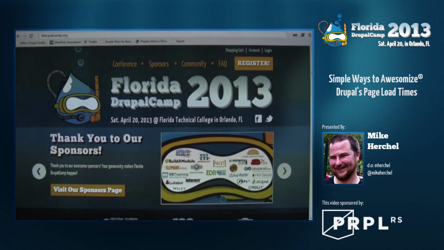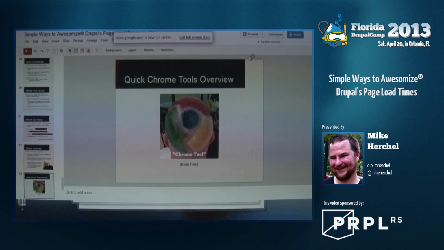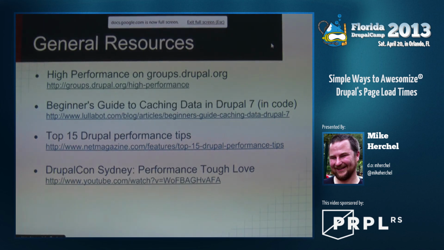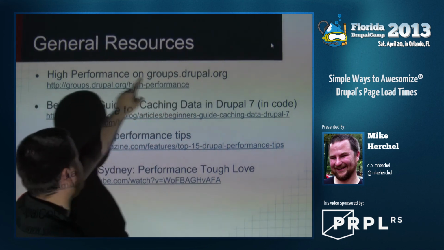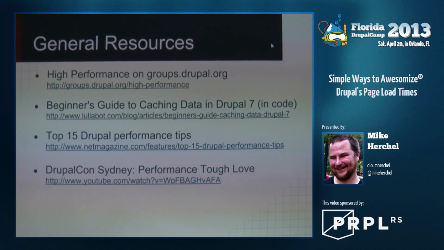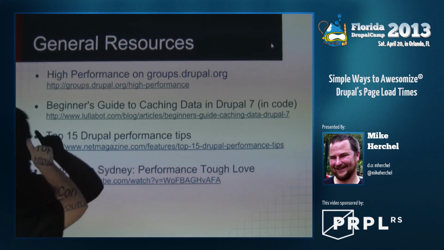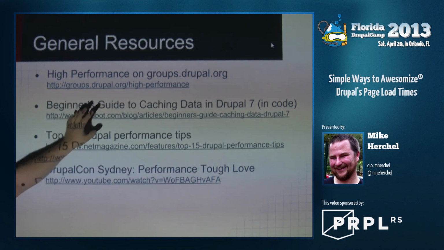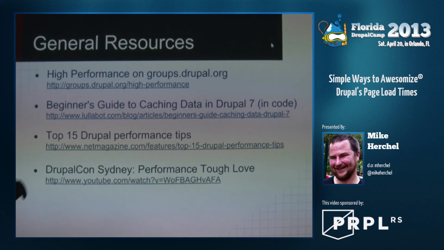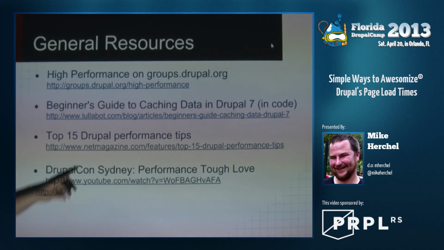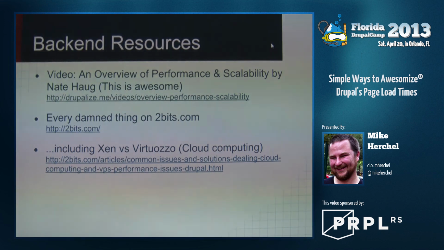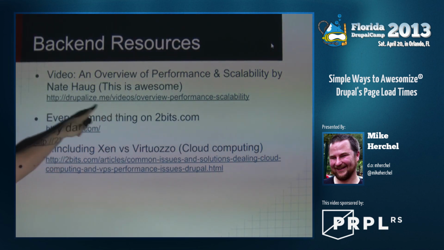Getting back to the resources here, I'm going to give you some resources because we're almost done. General resources: high performance group at groups.drupal.org. This is really great. Just subscribe, you're going to get notifications, and you will learn. Beginner's Guide to Caching Data in Drupal 7. If you're a module developer, Jeff Eaton has this great article that will tell you how to cache your data. All these will be up on the slides too. Top 10 Drupal performance tips is on Net Magazine. Good information up there. DrupalCon Sydney, which happened just a couple months ago: Performance Tough Love.